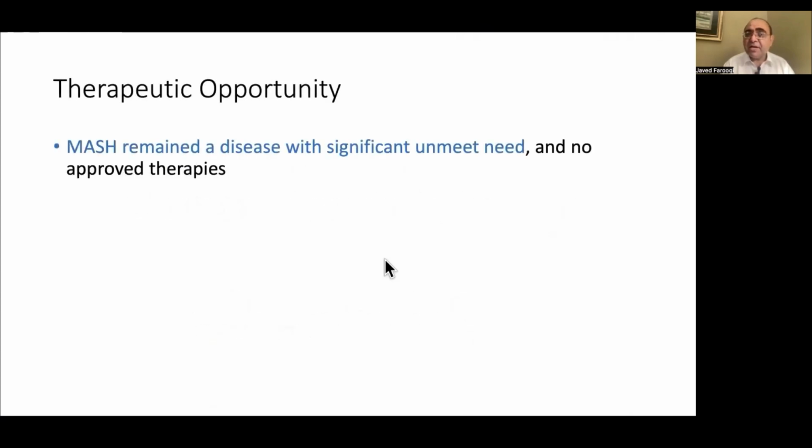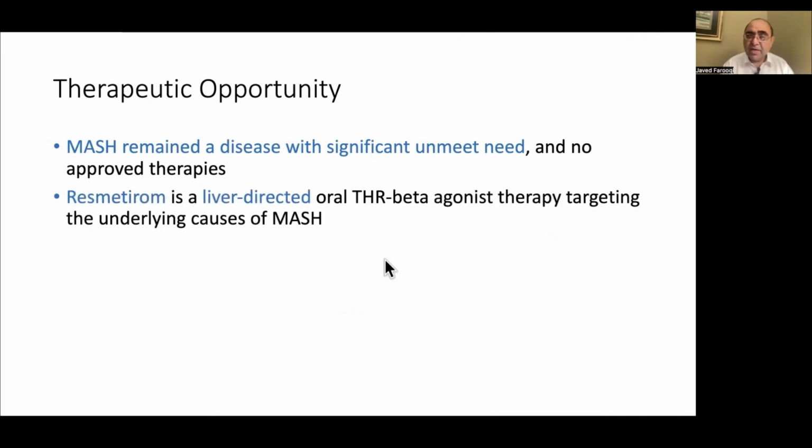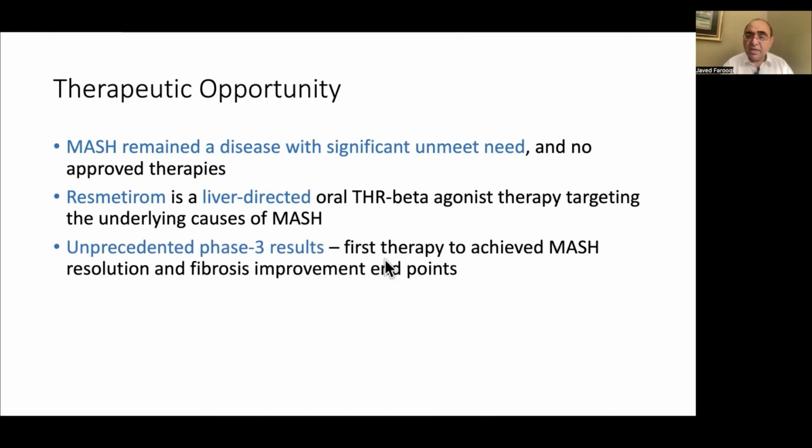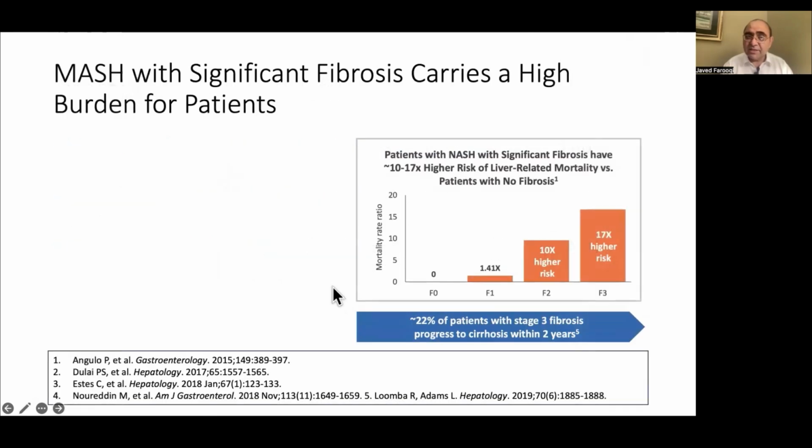MASH remained a disease with significant unmet need and no approved therapies till now. We know that. Resmetirom is a liver-directed oral thyroid hormone receptor beta agonist therapy targeting the underlying causes of MASH. The unprecedented phase 3 results: the first therapy to achieve MASH resolution and fibrosis improvement endpoints. We saw that and we discussed that in the last vlog.